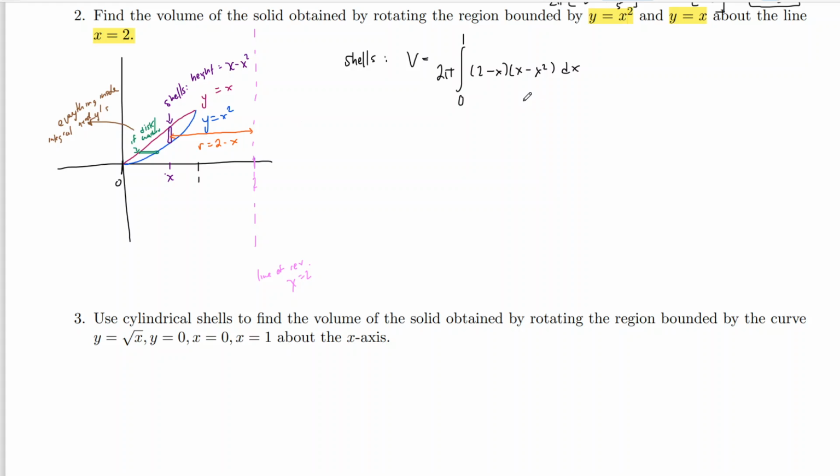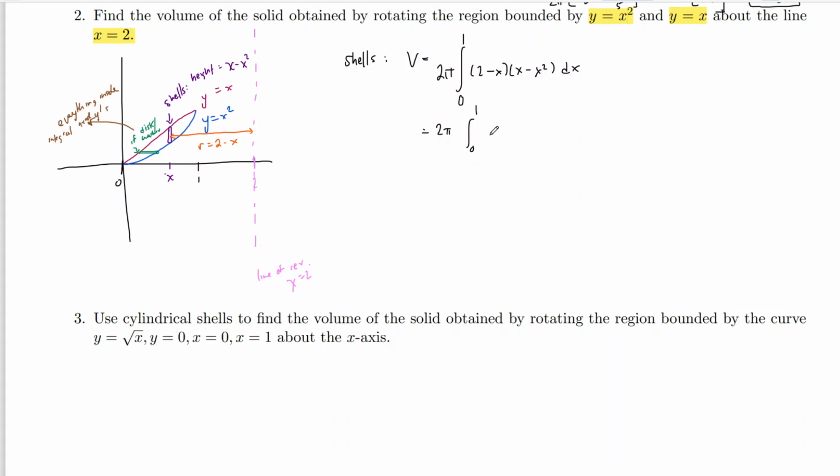Now you can imagine if we had to do the washer method, we would have to do the outer radius squared minus the inner radius squared. We'd have a pi in front. We might have to FOIL all that stuff out. So there's a lot less algebra here because we only have one thing to multiply out, which is this. So let's go ahead and do it.